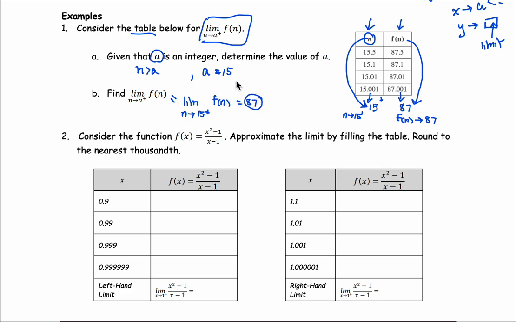So that's the answer. To wrap up, in part a, the value a that we're looking for is 15, and the limit of the function from the right is 87.